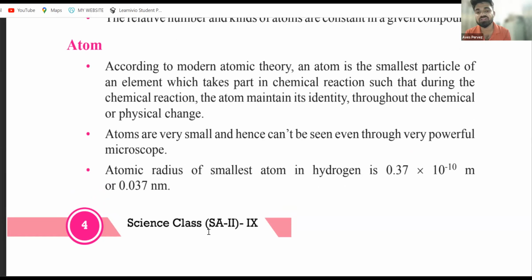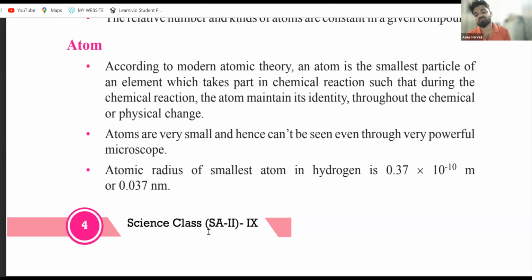You can't say that hydrogen in water is not showing its property. Yeah, it is not showing its property, because hydrogen, when it reacts with oxygen, forms water. Water does not have the same property as hydrogen and oxygen. Atoms are very small and hence cannot be seen even through a very powerful microscope.